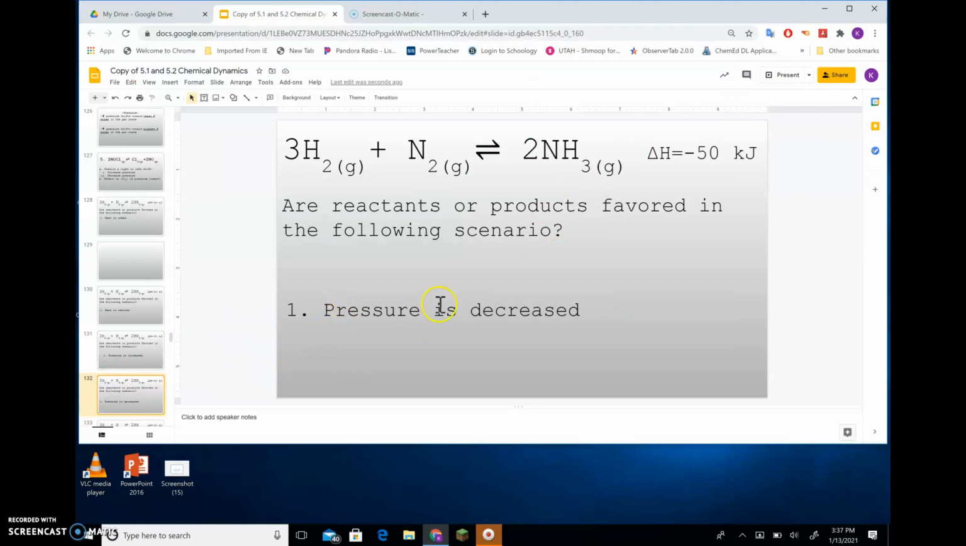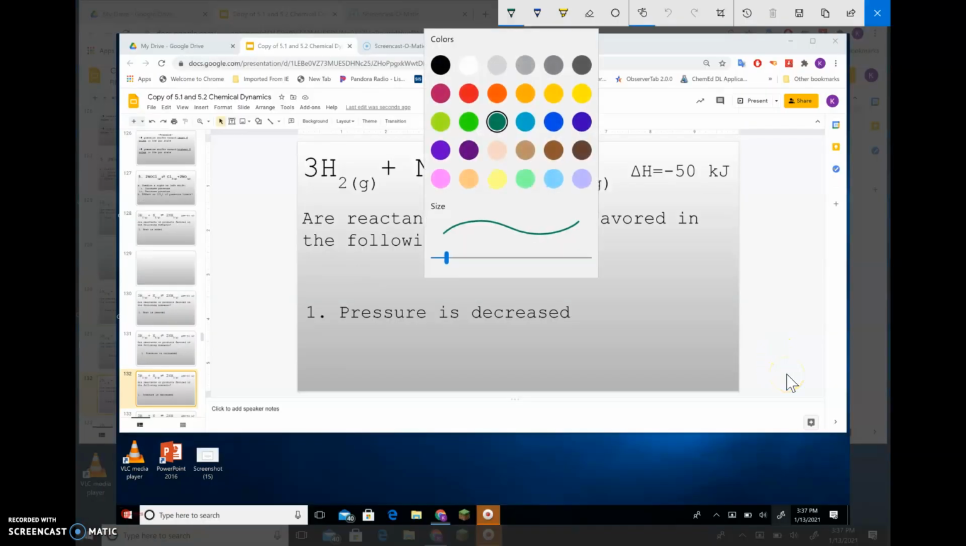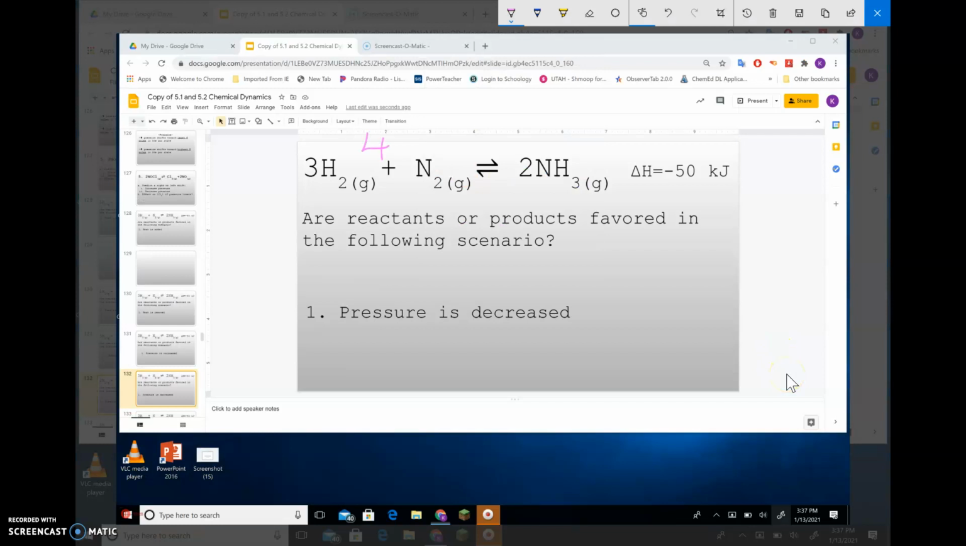Okay, last question. Pressure is decreased. So again, we have to look at our number of moles. Okay, so here we still have 4 moles on the reactant side, 2 moles on the product side. If it's decreased, it goes towards the side with the most number of gas moles, which is to the left. So this answer would be left. Okay, I hope this makes sense so far.